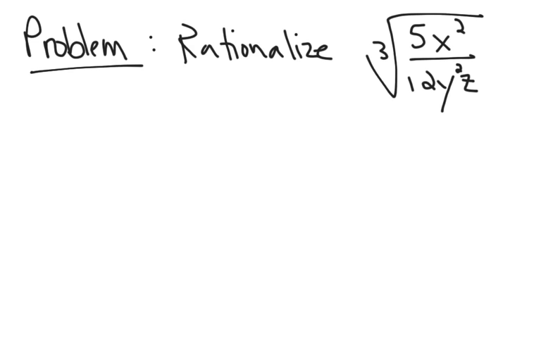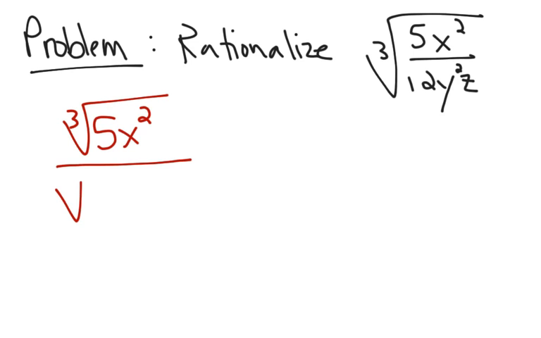There is nothing to simplify. So what I'm going to do is start this one by rewriting it as the cube root of 5x squared over the cube root of 12y squared z. Now, to get rid of the denominator, I need everything underneath the radical to be a cube of something.